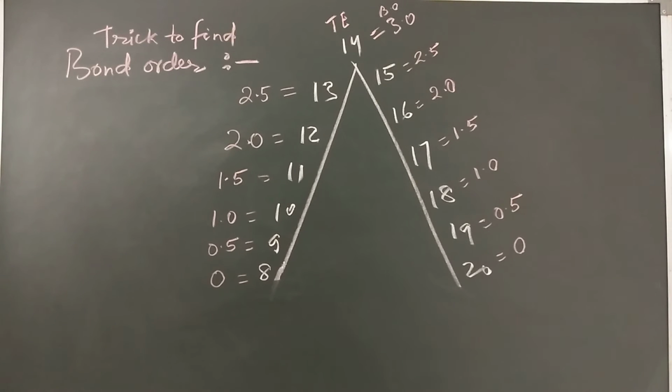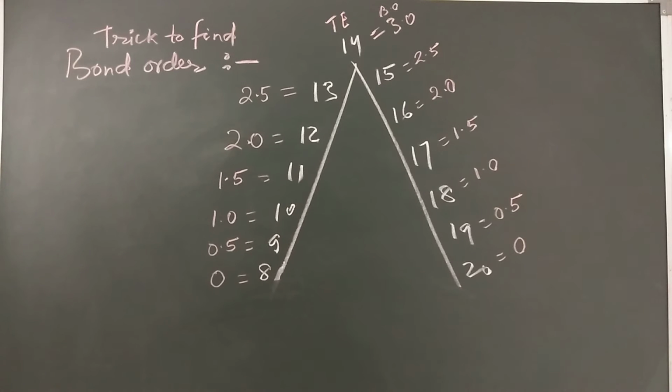If the total number of electrons is 8, then the bond order is 0. If it is 9, then 0.5. If it is 10, then 1. If it is 11, then 1.5. If it is 12, then 2. If it is 13, then 2.5. If it is 14, then 3.